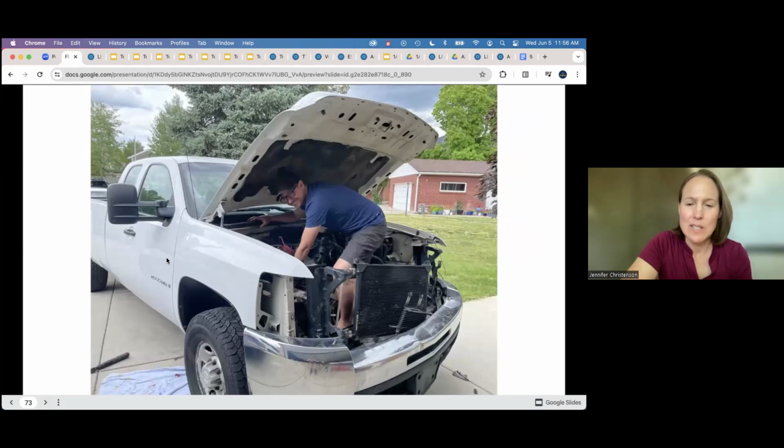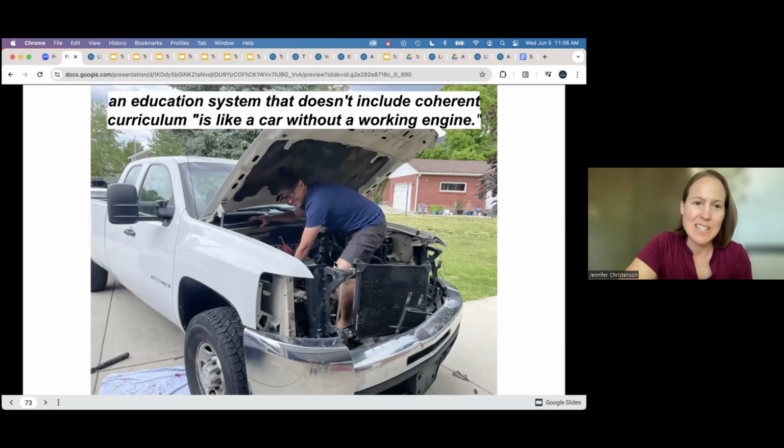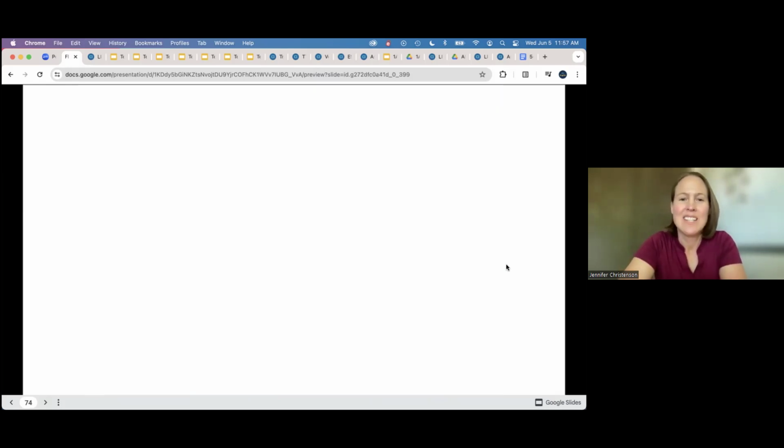And one interesting personal thing about me is I'm married to a guy who loves a good car project. So here's my husband inside of this truck that is missing its engine at the moment. And this is a shiny, good-looking truck, but obviously it's not going to take people anywhere until it's got a working, good quality engine inside of it. So I like that idea that an education system that doesn't include coherent curriculum is like a car without a working engine.